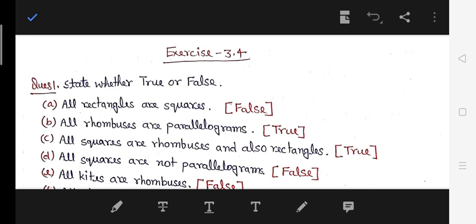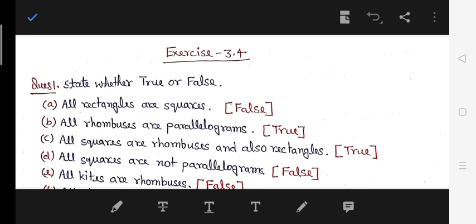First, all rectangles are square. The first statement is all rectangles are square. So students, in the rectangle opposite sides will be equal and in the square all the sides will be equal. So if you are going to draw a rectangle, in the rectangle opposite sides are equal, it means their sides may differ, but in the square all the sides should be equal. It means all the rectangles are not the square. So first is false, that is all rectangles are square, that is false.